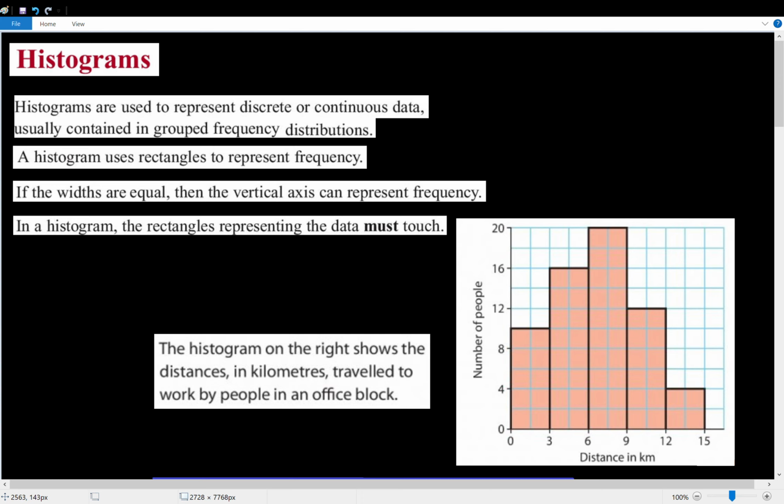In this video we're going to talk about histograms. So histograms are used to represent discrete or continuous data, usually contained in grouped frequency distribution tables. A histogram uses rectangles to represent frequency.